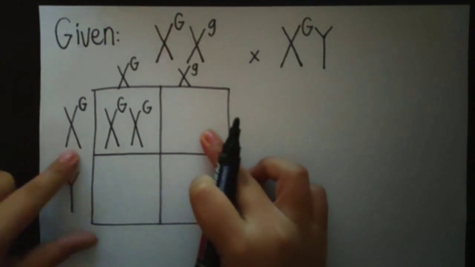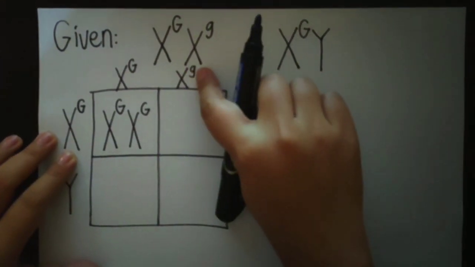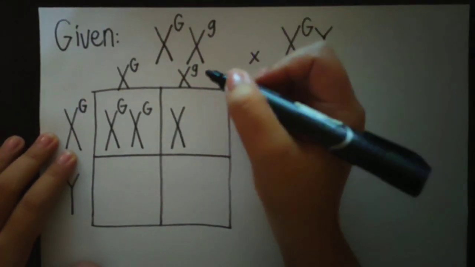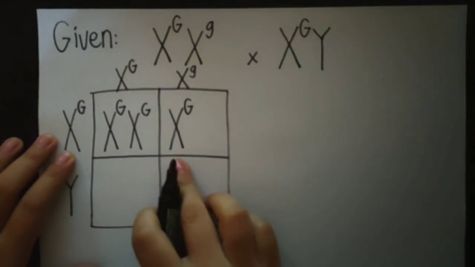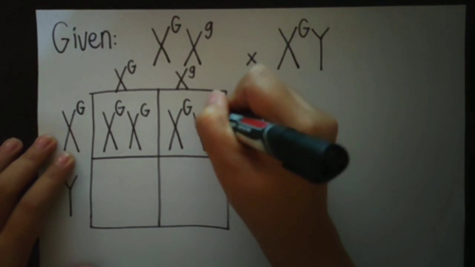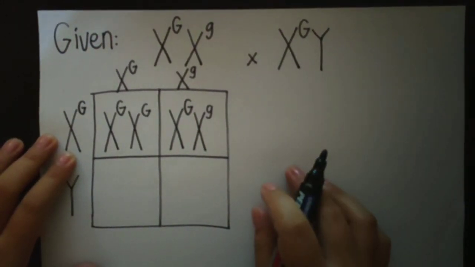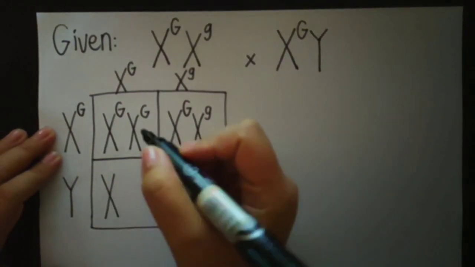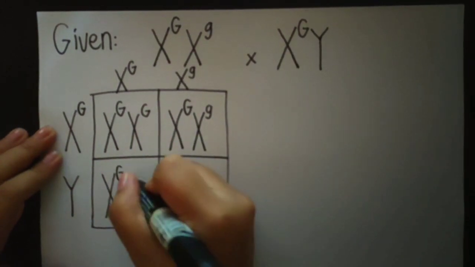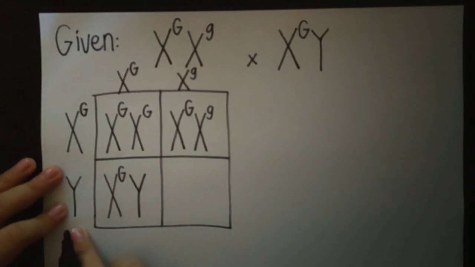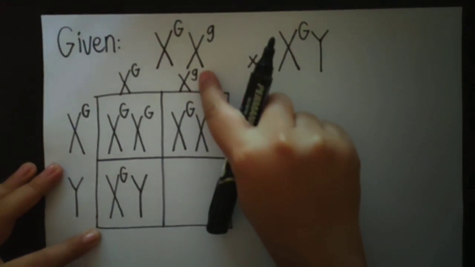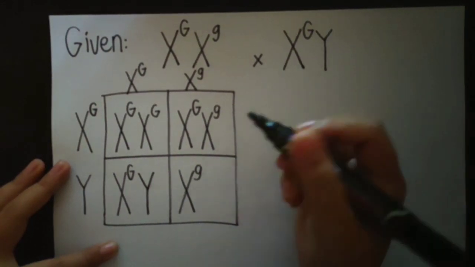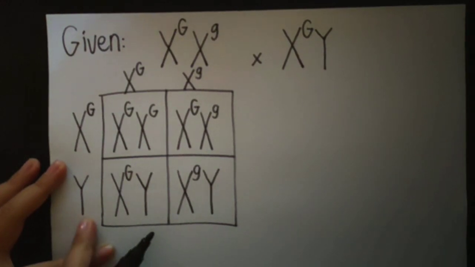Now the second square: we are going to cross the X with small g, or recessive trait, and the male chromosome. So we have here X. Now we are going to write first the chromosome carrying the dominant trait, followed by the X chromosome with the recessive trait. Next for this one, we have the female and the male chromosomes. So we are going to copy the female chromosome X with the dominant trait and the Y chromosome from the male. Next one is the X carrying recessive and the Y chromosome. So we are going to write X with the recessive trait and the Y from the male.